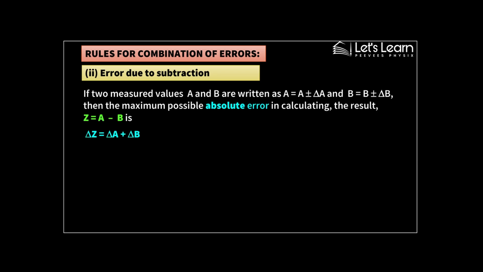Same thing, whether you add your measurements or subtract your measurement, the error in the result is just add them. Why we add them? Because we are looking for the maximum possible absolute error. Maximum possible absolute error means you just add the two absolute errors.